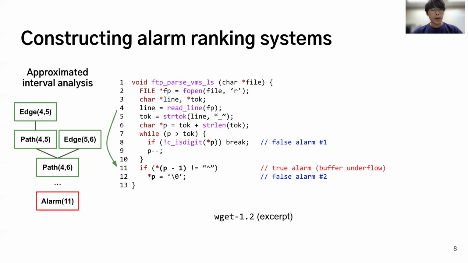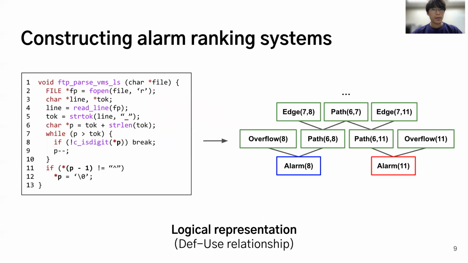By inductively applying the derivation mechanism, we eventually observe the data flow to the alarm. If we do it for all the alarms, we construct the derivation graph as shown on the right. One can see that the false alarm at line number 8 is closely related to the true alarm at line number 11.